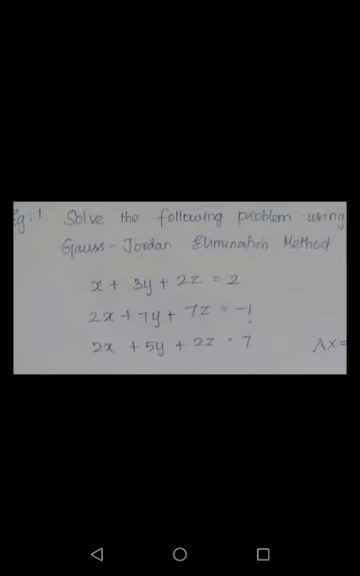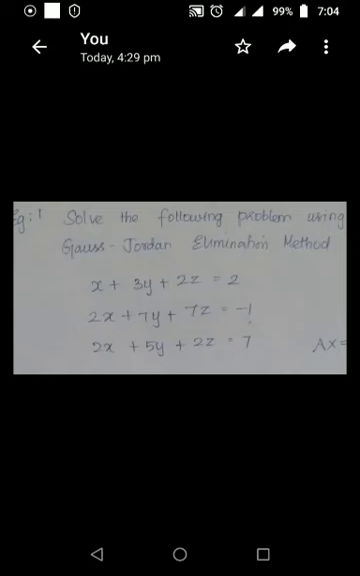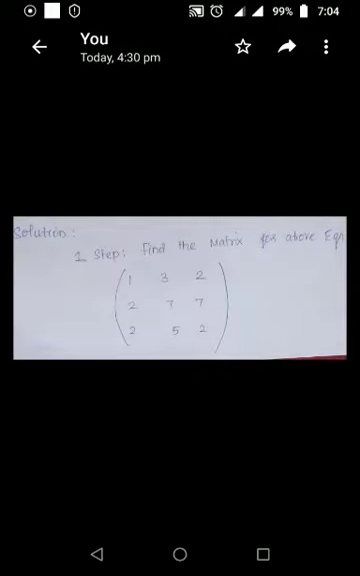The given linear equations, there are 3 equations here. One is x plus 3y plus 2z is equal to 2, 2x plus 7y plus 7z is equal to minus 1, 2x plus 5y plus 2z is equal to 7. There are 3 equations here, and this is in the form of AX is equal to B. Then we are going to move to the solution. How to find the solution?